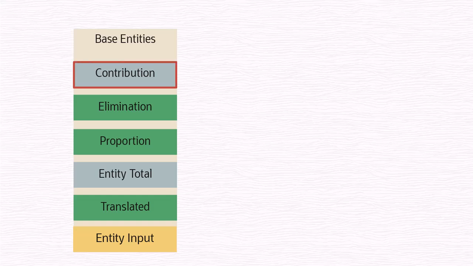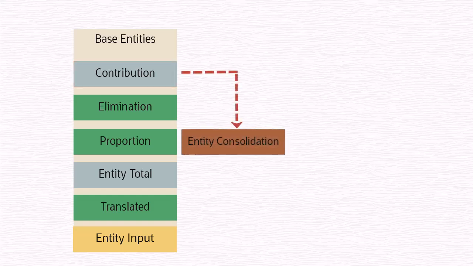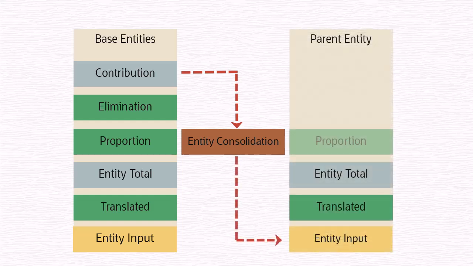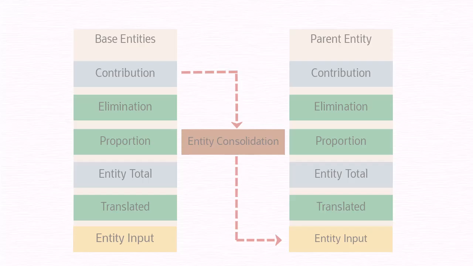The sum of the children's contribution becomes the entity consolidation for the parent, and then the process is repeated for each level of the entity hierarchy.